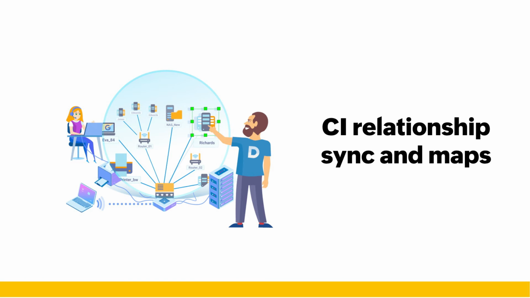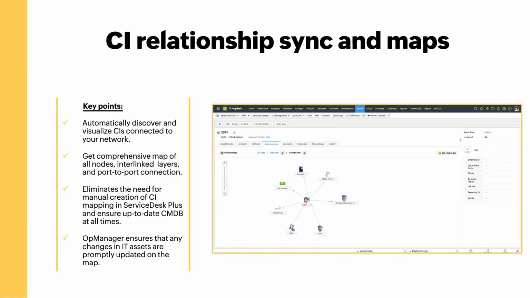First, let us look at the configuration item relationship syncing and mapping. With this functionality, you can effortlessly view the topographical view of all the interconnected configuration items present in your network infrastructure, which displays all the nodes, their interlinked layers, the port-to-port connections, etc. This will be helpful for network technicians during the troubleshooting process of any of your configuration items.